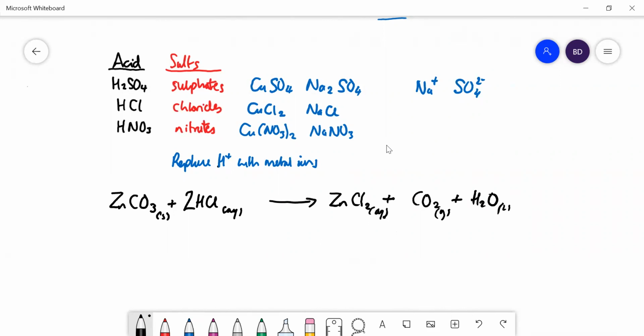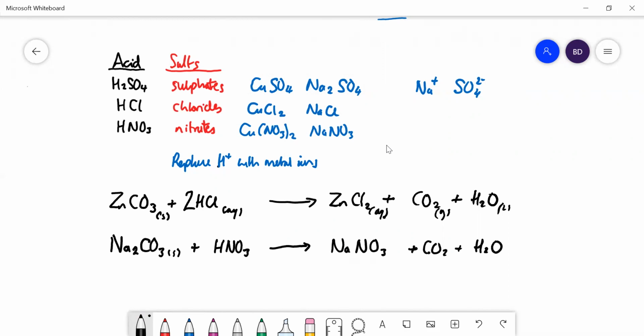Right, let's do sodium carbonate, shall we? Sodium carbonate, which is soluble, but let's say we add it as a solid, to nitric acid. The salt we're going to get this time is going to be sodium nitrate. And we're going to get CO2 and water. Nitrate ion is 1 minus, sodium is 1 plus. So you can see we've got 2 sodiums there, so we're going to put a 2 there, which means we're going to need 2 nitric acids, which is good because we need 2 hydrogens for the H2O there. So that's balanced.